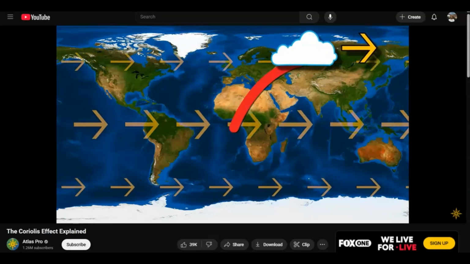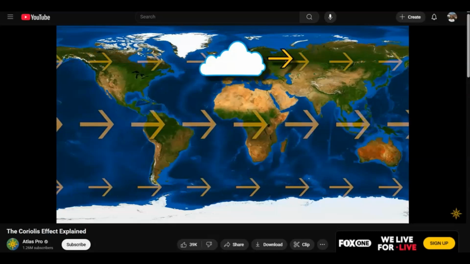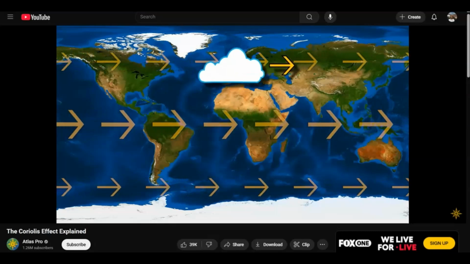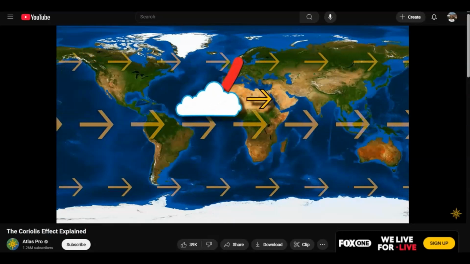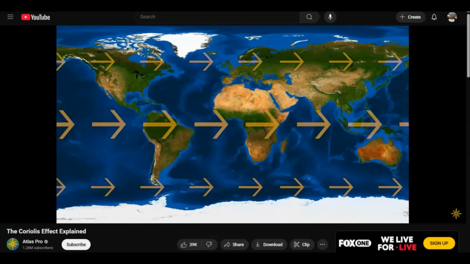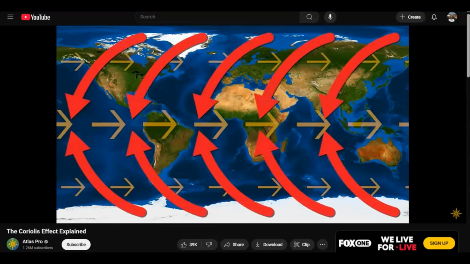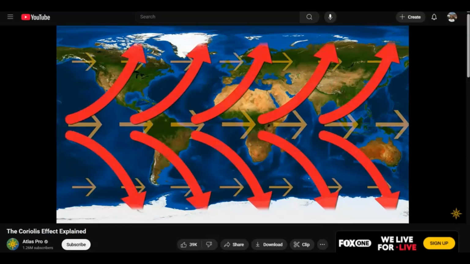If you're a cloud that forms at the 45-degree line, you'll also have the same speed as everything around you. But if you drift down to the equator, you'll be moving slower than the ground underneath you, so you'll fall behind. And the same thing is true for the southern hemisphere. Moving towards the equator always results in falling behind, while moving away results in pushing ahead.